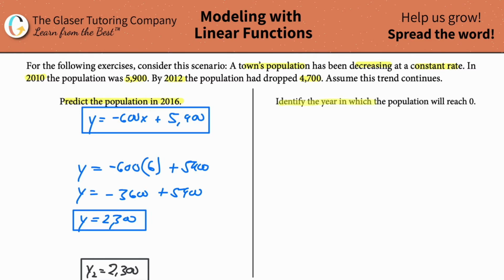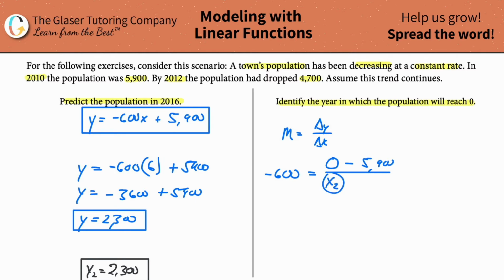It says identify the year in which the population will reach 0. Okay? And by the way, you can definitely use your slope formula on this. You can do this either way. Slope is equal to change in y over change in x, right? It would have been negative 600 now. Negative 600 is equal to your y2 value. Well, this now population is equaling 0. So the final point y2 is 0 minus your initial of 5,900.